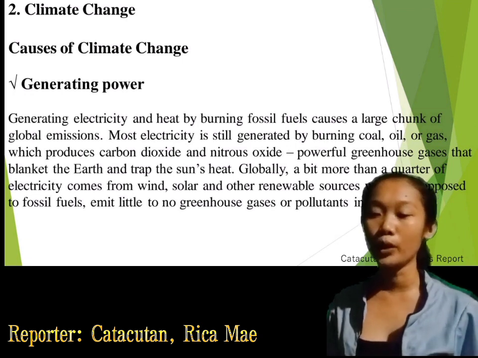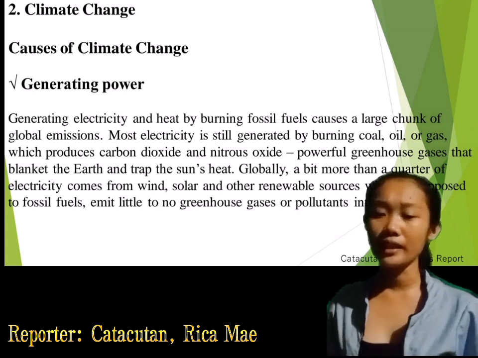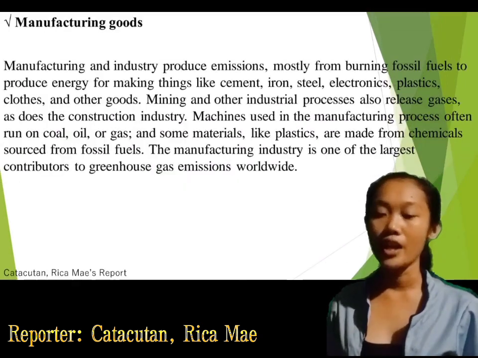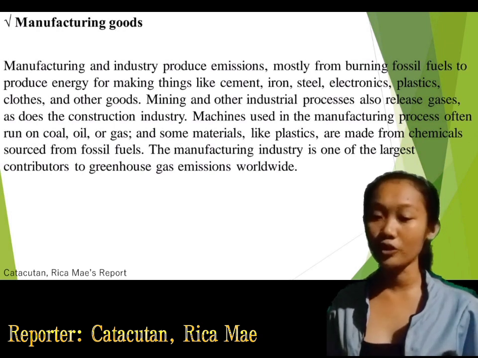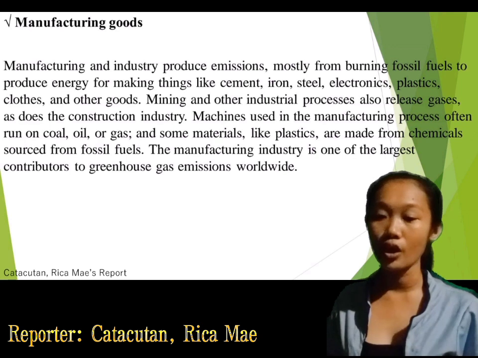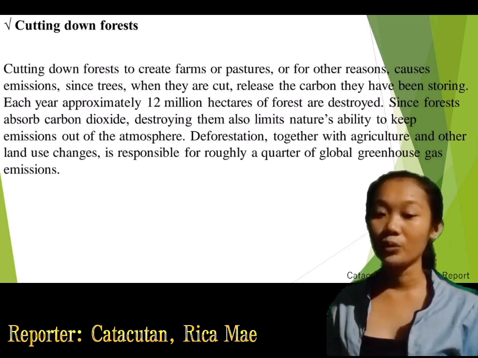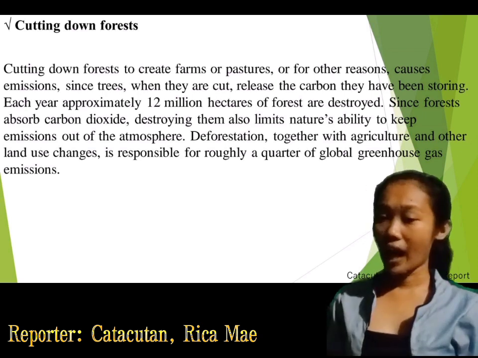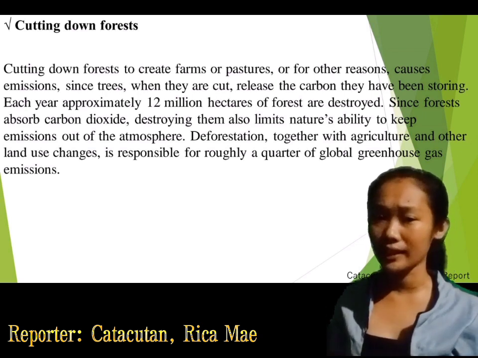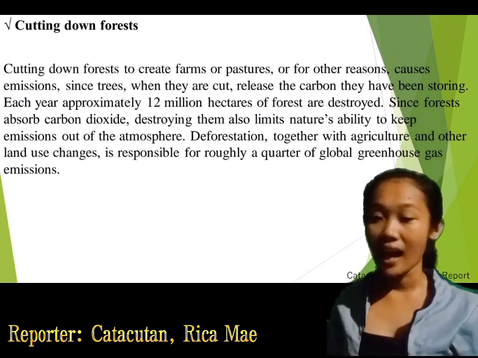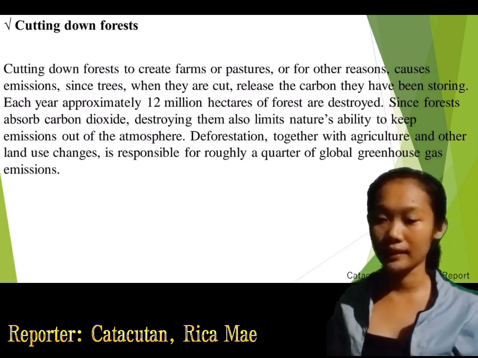Causes of climate change. Number one is generating power. Generating electricity and heat by burning fossil fuels causes a large chunk of global emissions. Number two is manufacturing goods. Manufacturing and industry produce emissions, and it is one of the largest contributors of pollutants into the air. Number three is cutting down forests. Cutting down forests to create farms or pasture or for other reasons causes emissions, since trees, when they are cut, release the carbon they have been storing. Therefore, I conclude that we must protect and plant more trees and limit the cutting of trees. Trees are a huge help to our air and to us humans.